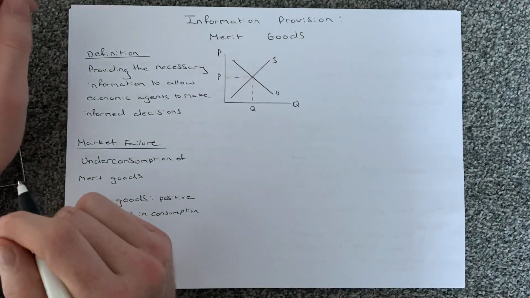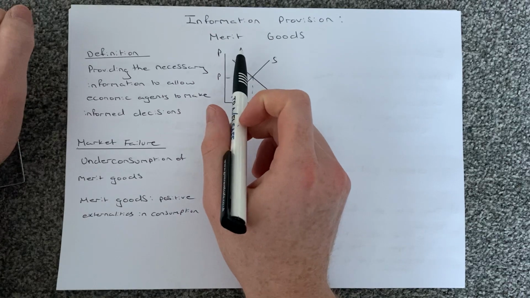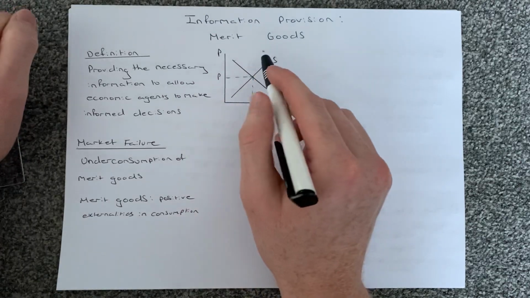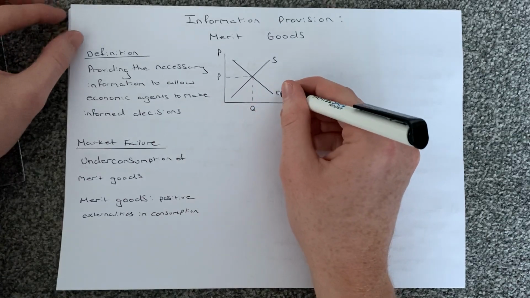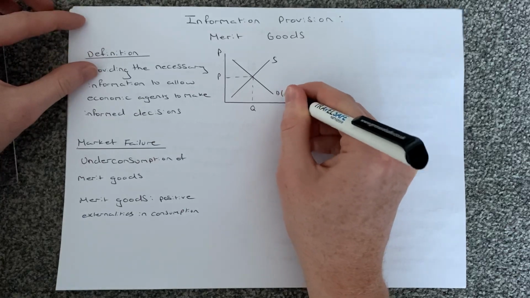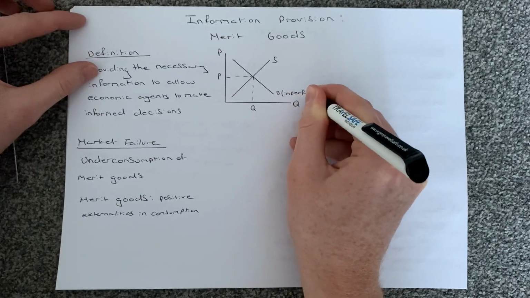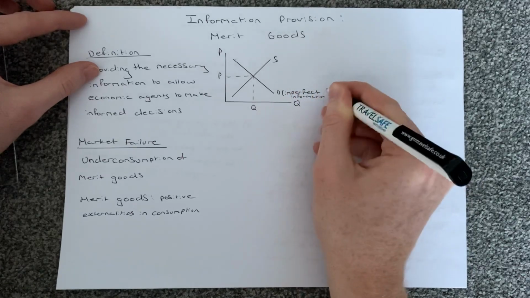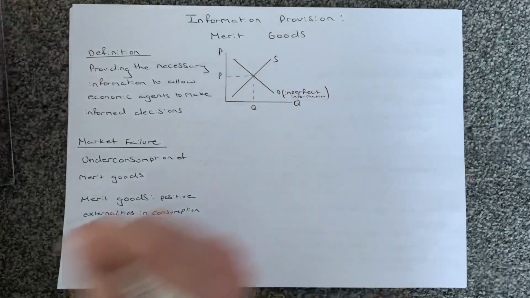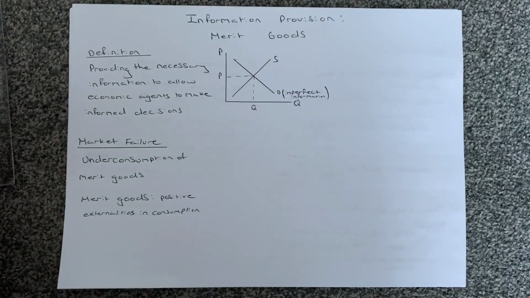Okay, so with merit goods, we know that we should consume more of these particular goods. So therefore, we're going to label this demand curve here imperfect information. Basically, what we're saying there is we don't have all the necessary information, and that is why these merit goods are under-consumed.